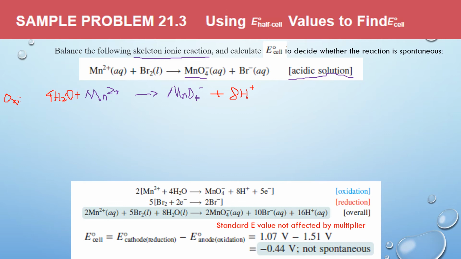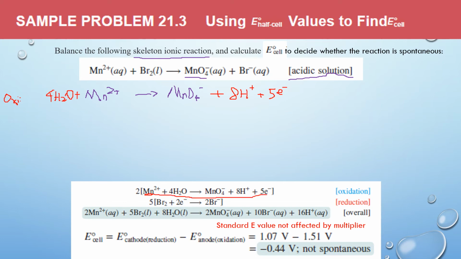Now let's take care of the charge. On the left-hand side, I have 0 and +2, so overall I have +2. On the right-hand side, I have -1 plus 8, that's +7. So I need to add 5 electrons. That's basically this reaction in this bracket.